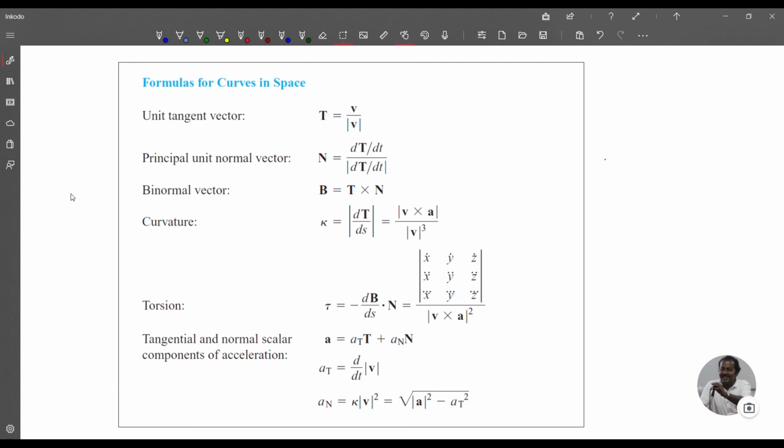Tangential and normal scalar components of acceleration, that is A can be written as A equal to a_T T plus a_N N, where a_T is d by dt of modulus of V, a_N is kappa times mod V square, that is equal to square root of mod A square minus a_T square. So these are precise list of formula that we have about space curves.